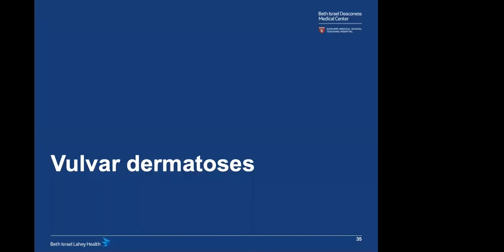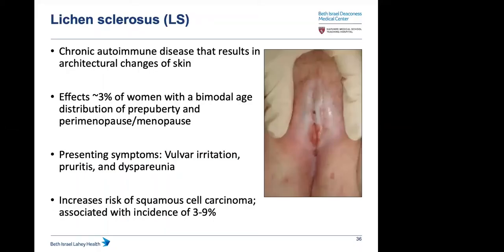And then moving along to vulvar dermatoses, I'm going to try to go through these quickly so I can leave some time for questions. But lichen sclerosis, we know, is a chronic autoimmune disease. It results in these hypopigmented lesions on the vulva, and it can, over time, lead to architectural changes of the skin. It can be quite uncomfortable, causing irritation, pruritus, dyspareunia, and more often affects patients that are perimenopausal or menopausal age, but we can see this in prepubescent patients as well. The presence of lichen sclerosis increases the risk for squamous cell carcinoma of the vulva, and we can see squamous cell carcinoma in about 3 to 9% of patients with lichen sclerosis.